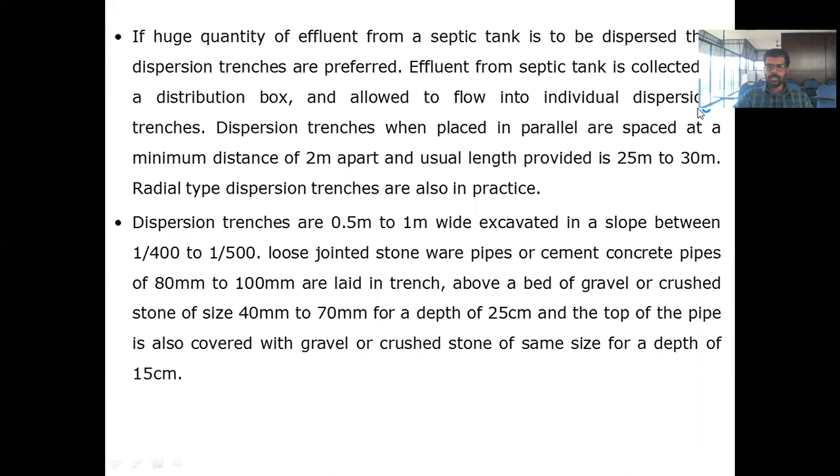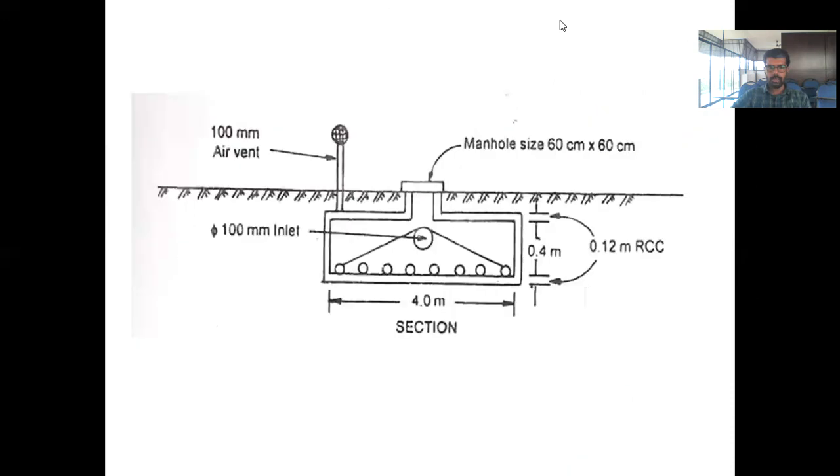Now, just giving a small description about it. If a huge quantity of effluent from the septic tank is to be dispersed, then dispersion trenches are preferred. Effluent from the septic tank is collected in a distribution box. So that's what we have seen here. This is called the distribution box, where we can distribute the water properly.